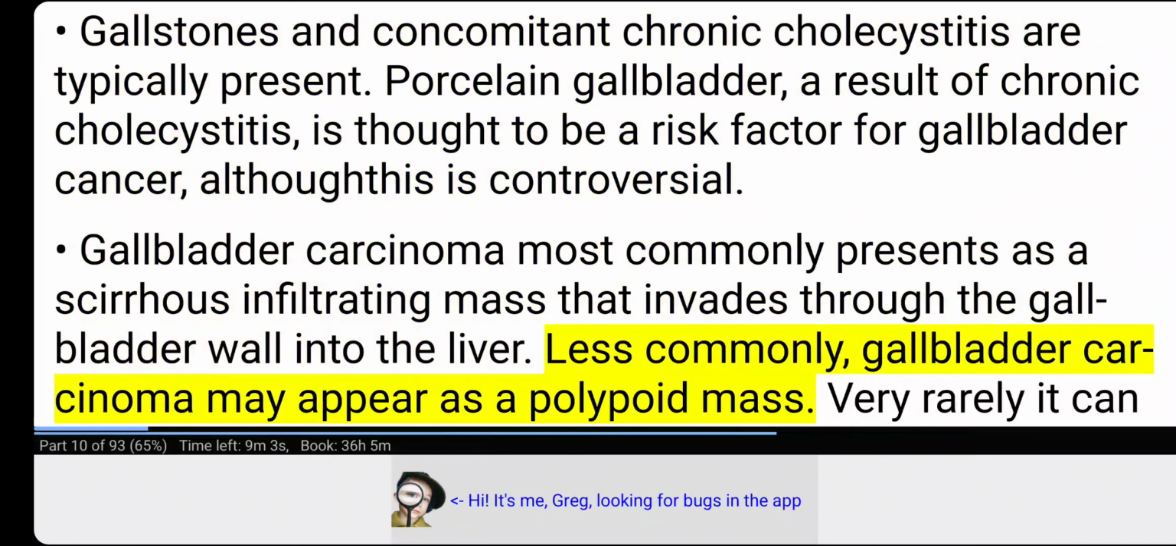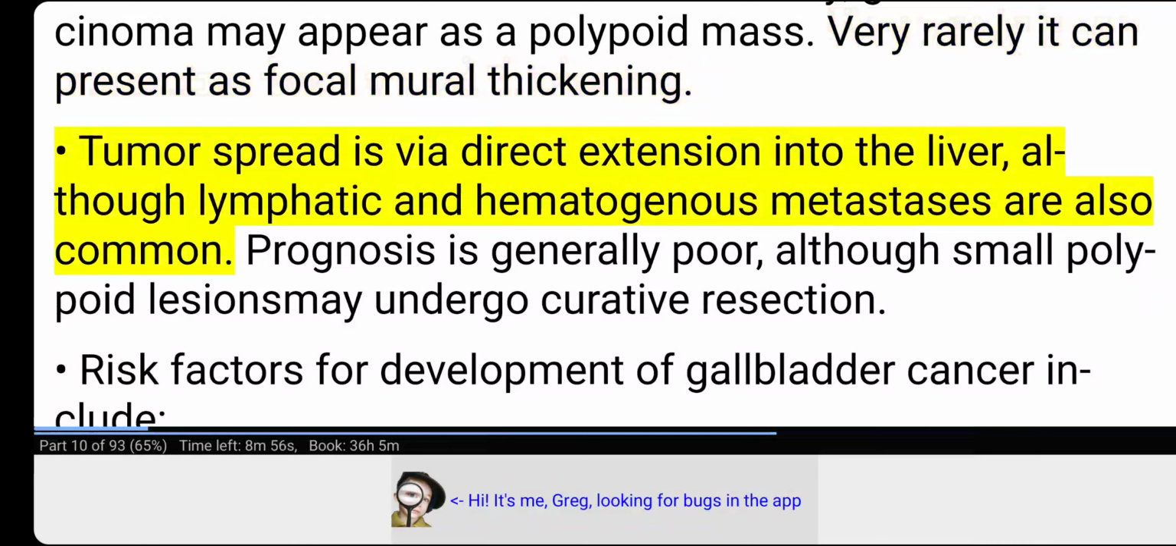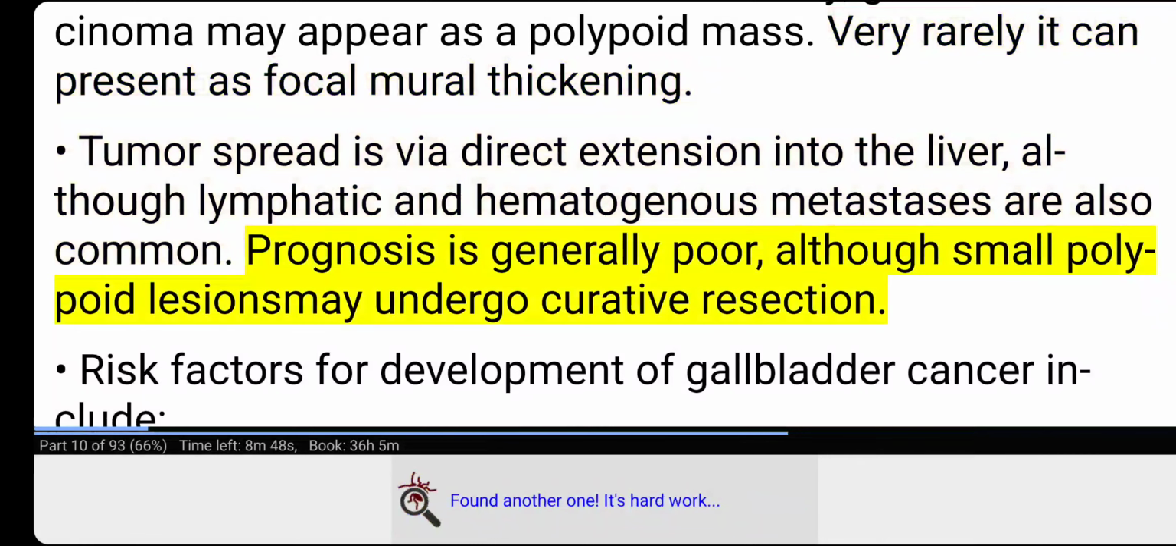Less commonly, gallbladder carcinoma may appear as a polypoid mass. Very rarely it can present as focal mural thickening. Tumor spread is via direct extension into the liver, although lymphatic and hematogenous metastasis are also common. Prognosis is generally poor, although small polypoid lesions may undergo curative resection.